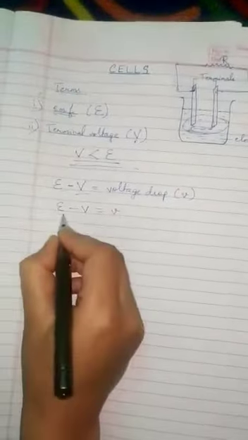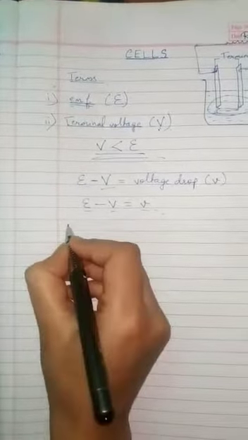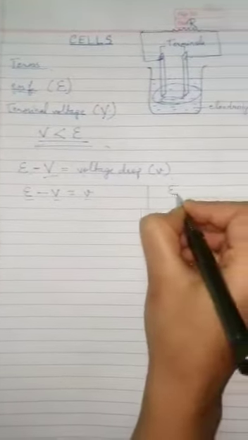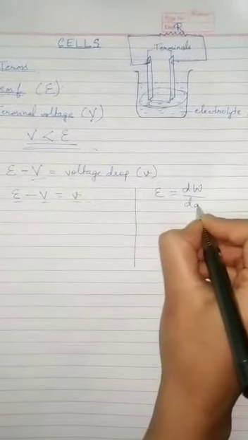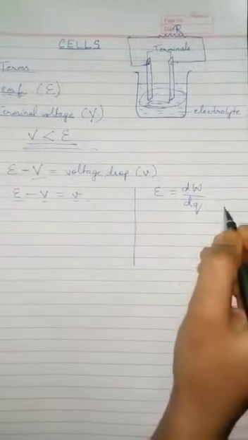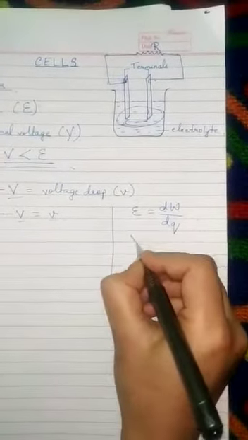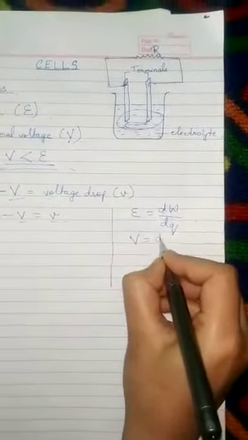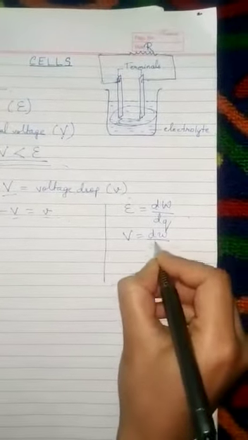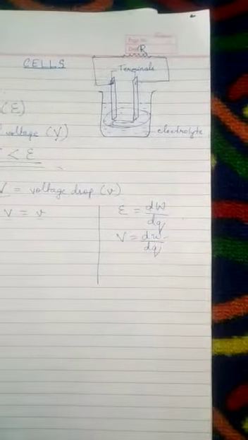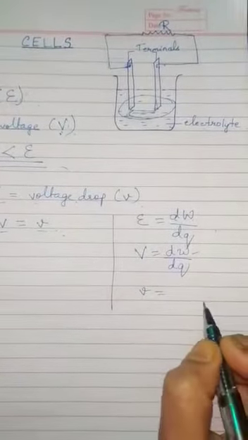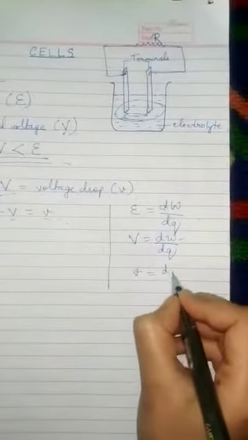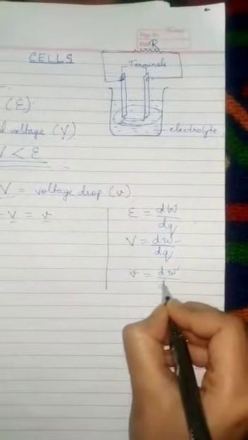Now let's define all these in terms of work done. EMF is work done per unit charge. Taking infinitesimally small steps, we can write dW by dQ. Let us write terminal voltage as d small w by dq. Naturally, this is smaller than the previous one. And let us say small v, that is the voltage drop, is equal to dw dash by dq.